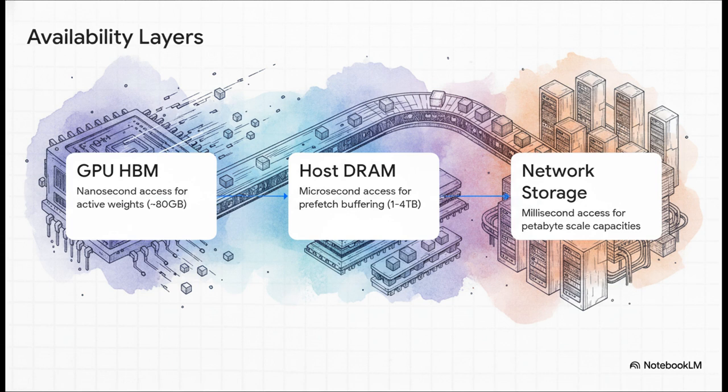Step 2 is the host DRAM. Operating in microseconds with a 1 to 4 terabyte buffer, this is basically the staging area where data sits before it jumps over the PCIe or NVLink connection. And finally, Step 3 is your network storage. This runs in milliseconds but gives you petabyte scale capacity. It's the start of the conveyor belt. As an architect, your job is to design every single layer so that data hits that inner boundary faster than your worker could ever possibly consume it.